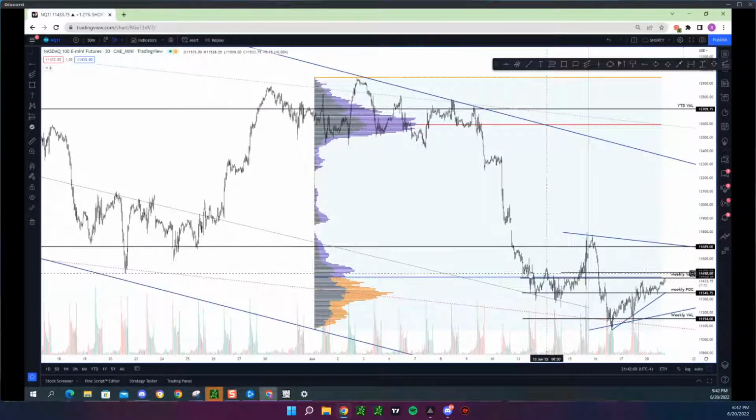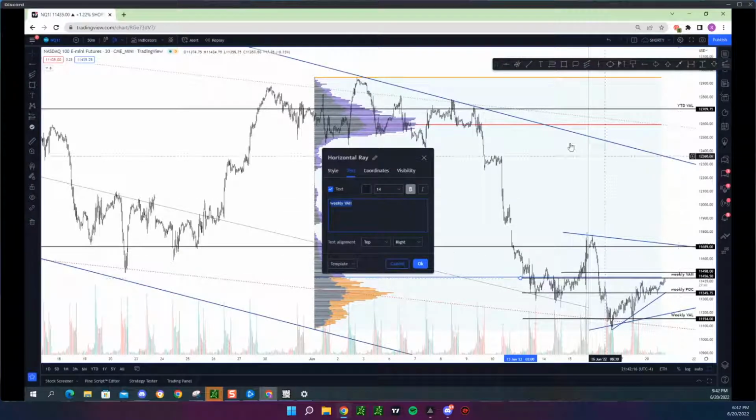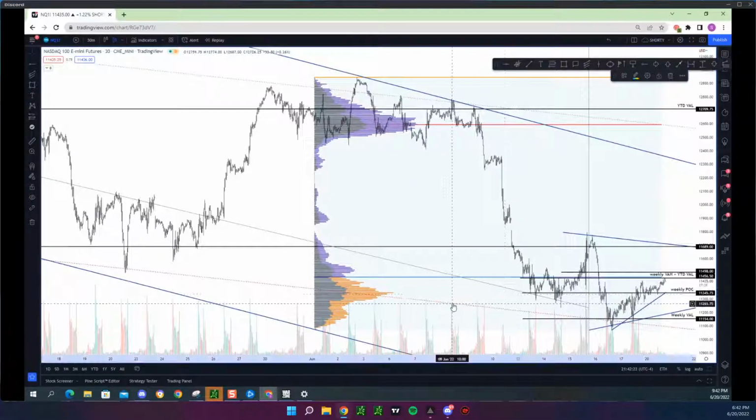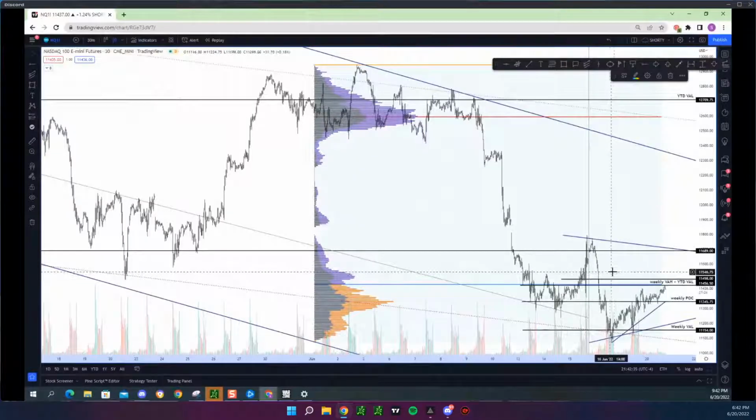So this, you guys see the correlation here? It's really, really strong correlation. It's our year-to-date VAL and a weekly VAH. So if we are able to reclaim this, let's say 11.5, and come back here, man, this is going to be pretty good to go higher.